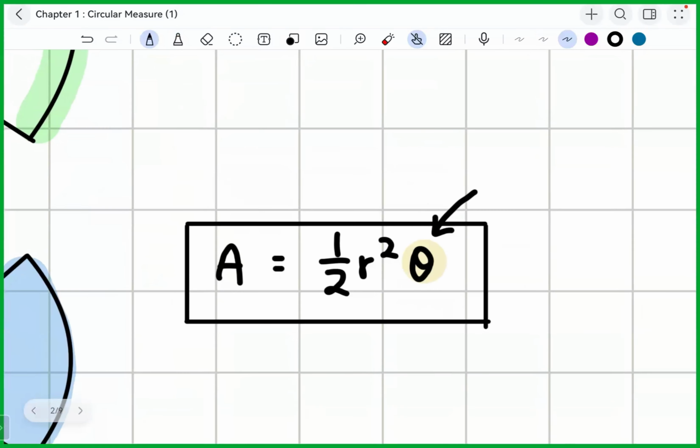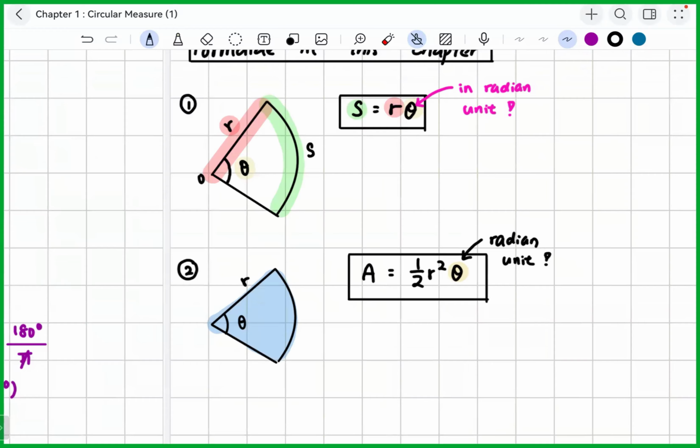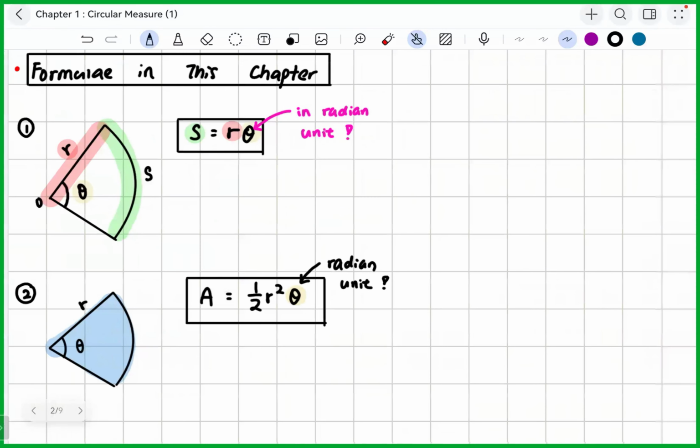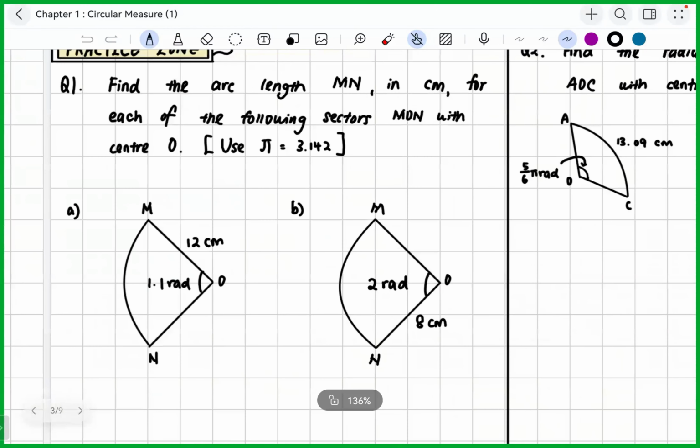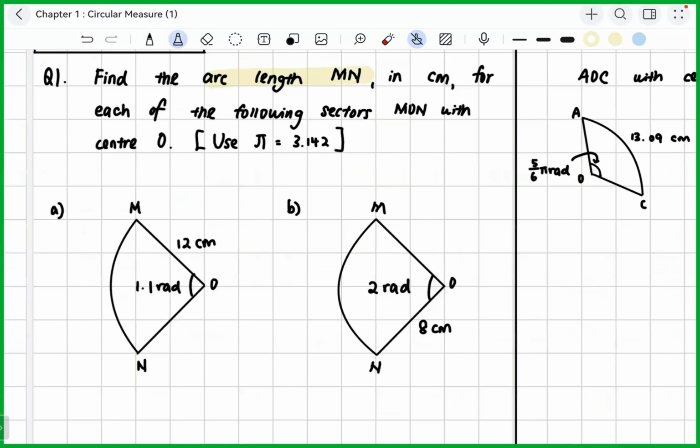Okay, so after you learn these two formulas, actually this chapter comes to the end. So we are going to do some exercises. Question 1: find the arc length MN in cm of each of the following sectors MON with center O. The question did mention to use pi equals 3.142.